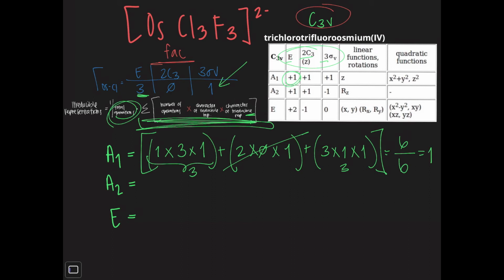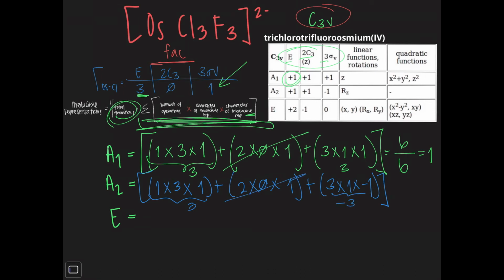So moving on to the next irreducible representation, we're going to do the same thing. We open up our brackets, and then same thing. We have 1 identity operation, 3 reducible representation, and another +1. Then we have 2 C3 rotations, 0 reducible, another +1 in our table. Then we have 3 mirror planes, 1 reducible representation, and here we have a -1. So again, this is 3, that's a 0, and this would be -3. So 3 plus -3, that's 0. So there is no irreducible representation in A2.